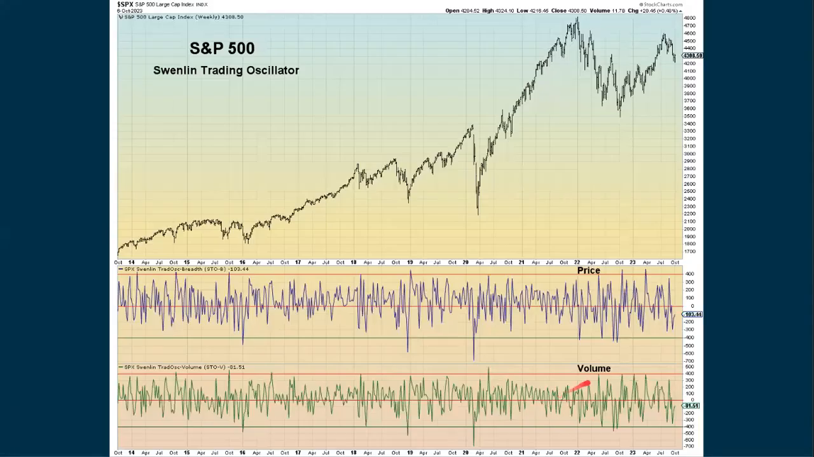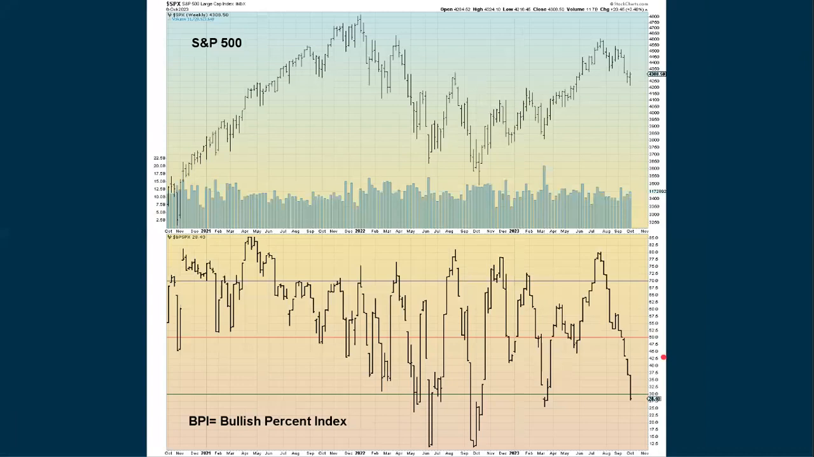The Swenlin trading oscillator, we're showing some improvement based on price and volume, but we're still below zero. So this is still negative. We're seeing almost this exact same reading on the daily chart.